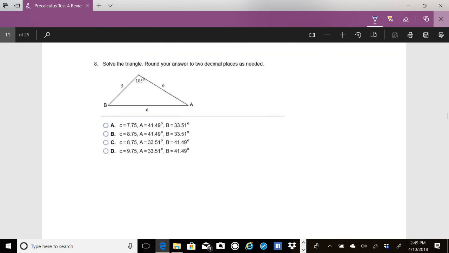Now number 8, we want to solve this triangle.